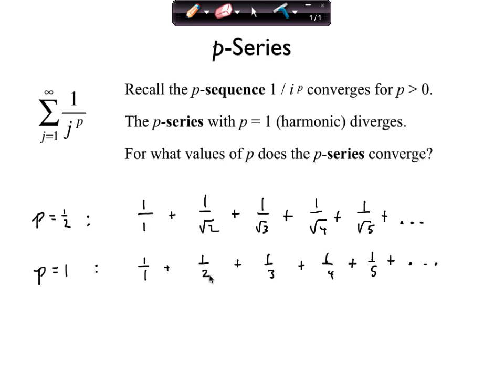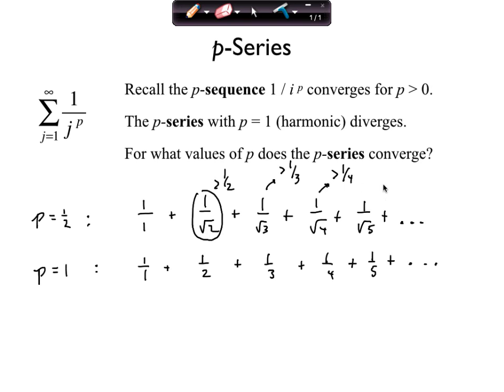The harmonic series has greater values in the denominator. So what does it mean about the values of these fractions? 1 over square root of 2, how does that compare to 1/2? It's greater than 1/2, right? Because it has a smaller denominator. 1 over square root of 3 is greater than 1/3. See where this is going?